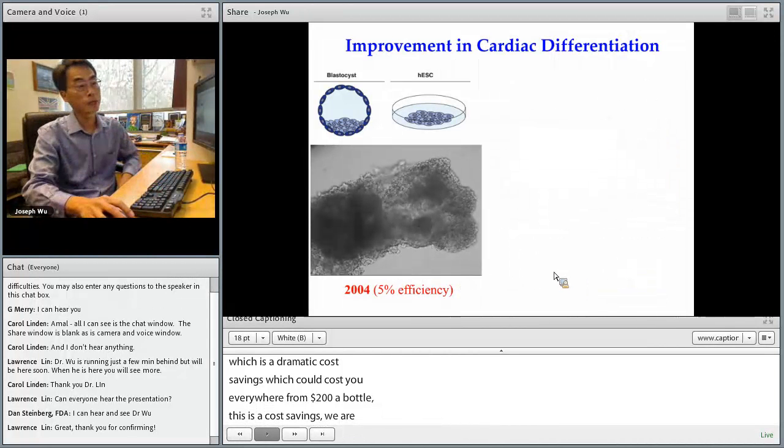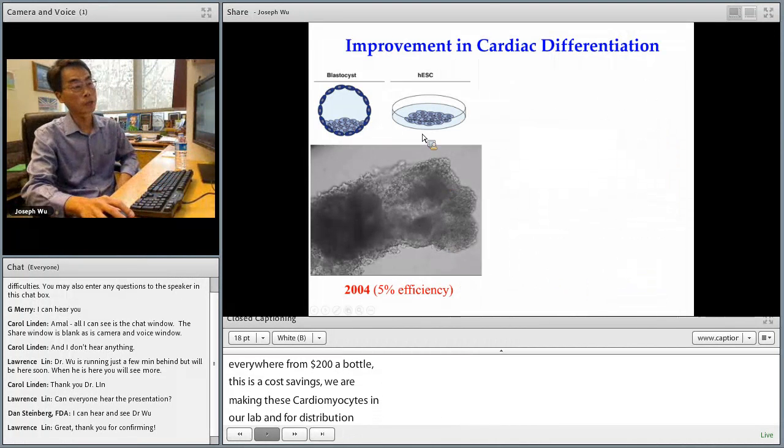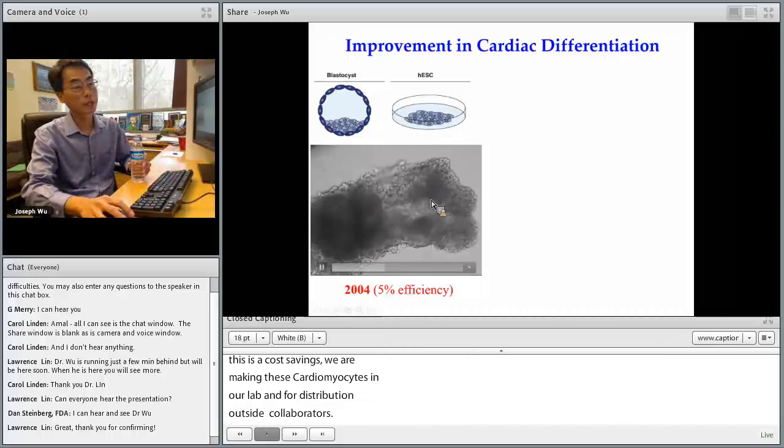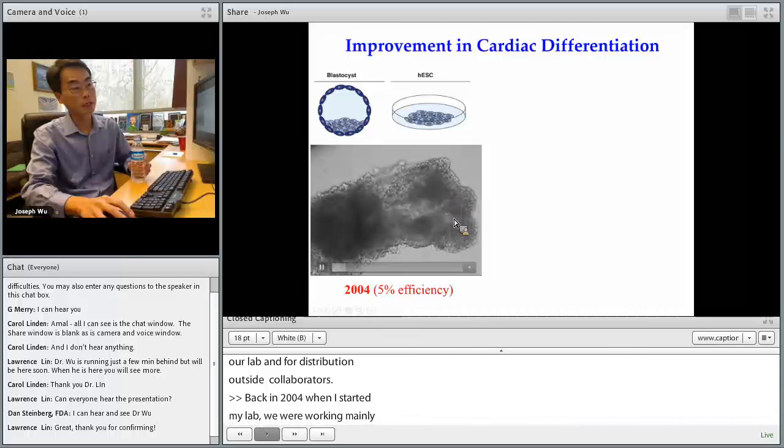Back in 2004, when I started my lab, we were working mainly with human ES cells, and for these human ES cells, our differentiation efficiency was about 5%. You can see in this video that there are some cells that twitch on the periphery, but a majority of these cells are not twitching, and so these are non-cardiomyocytes.